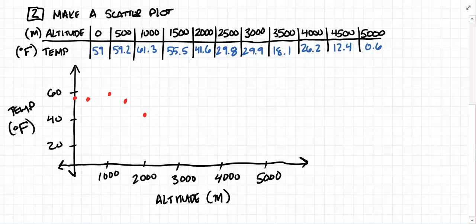2,500, where are we at? 29, right? So I'm down here a little bit. 3,000, where are we at? 29 again, so kind of similar to that. Okay, 3,500, we're at 18, so that's below the 20 mark.